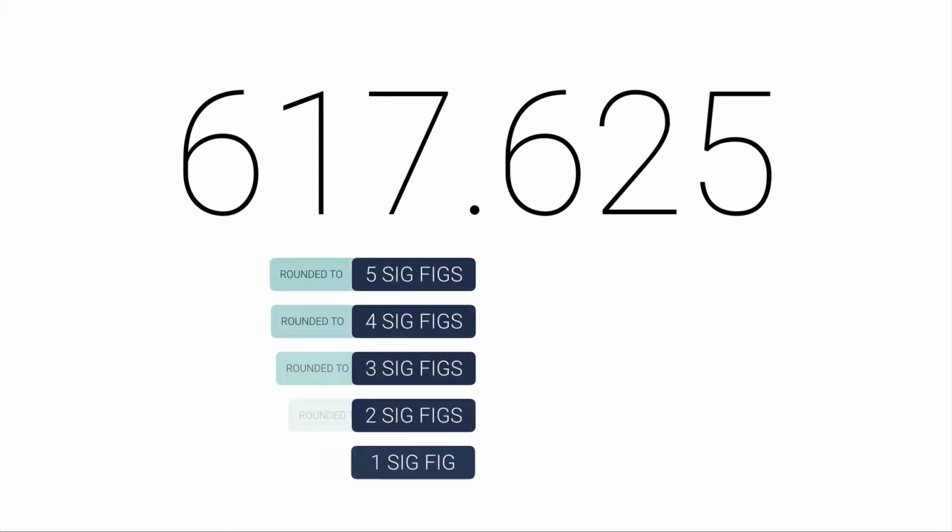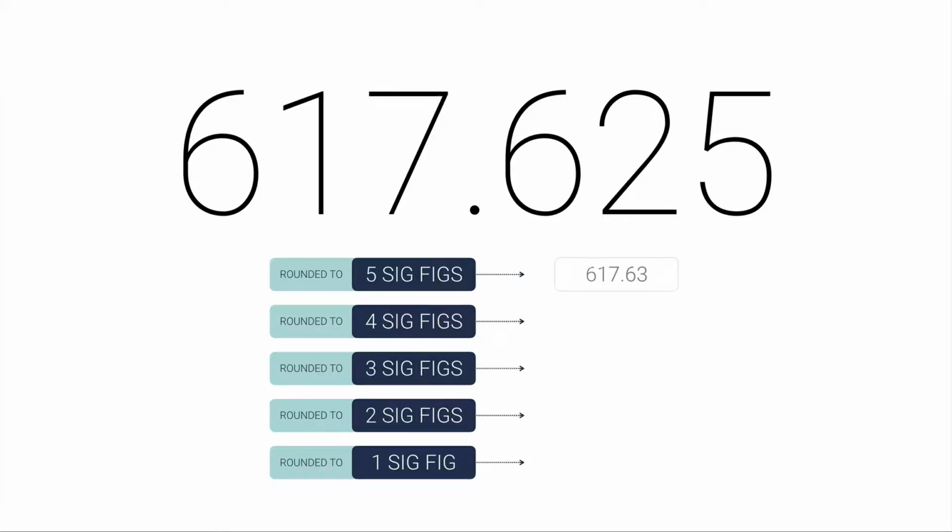Okay, let's look at another example, 617.625. Try this one all on your own. I'm going to show you how many sig figs are in this number. It's 6. And so let's practice rounding to 5, 4, 3, 2, and 1 significant figure. Pause the video here, try this on your own, and then I'll show you the answers.